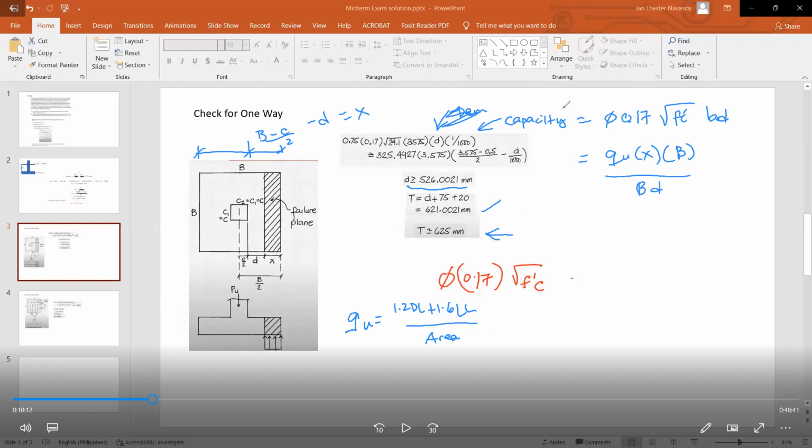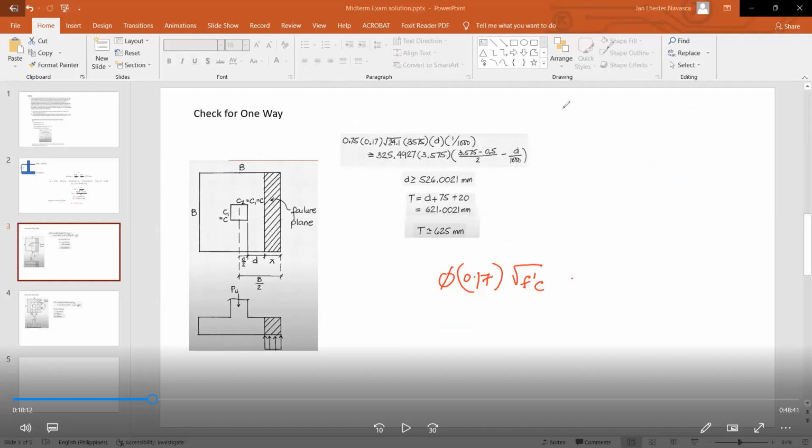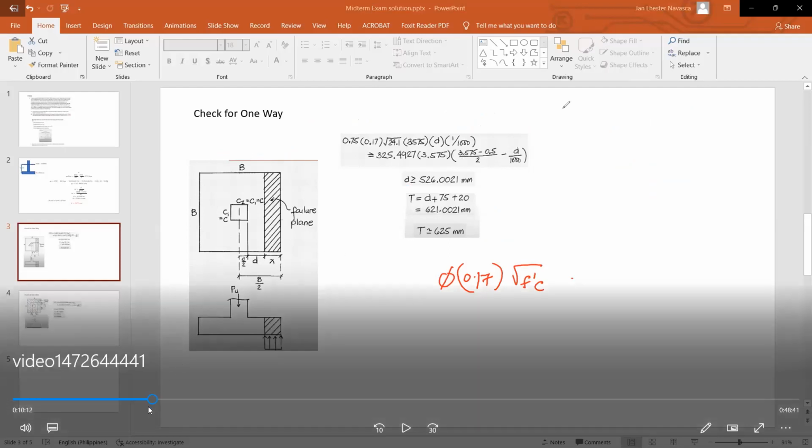So check mo na rin based on two way. So the problem is pasok na ba to sa two way capacity. So ang gagawin mo, okay, this one, ito naman yung sa two way.